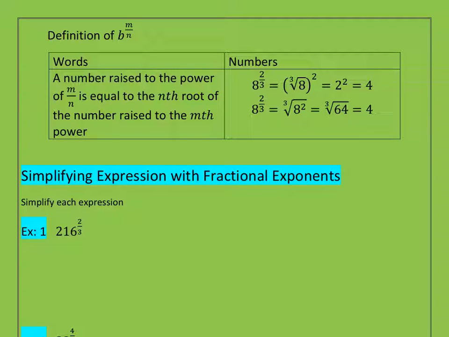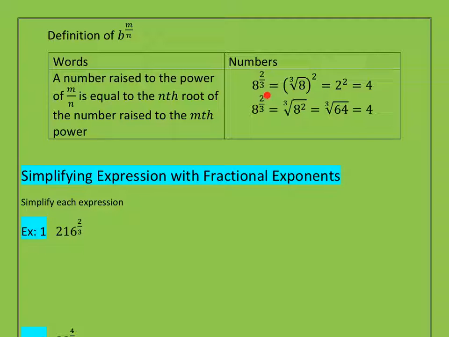Alright, so what happens if we no longer have 1 over n, but we now have something other than 1 over n, like 2/3 as our exponent, or 5/6? How does that change what we just did? So let's look at some examples.